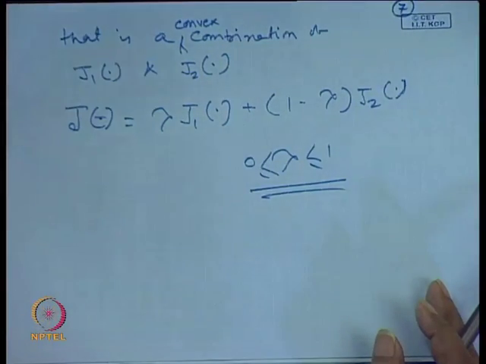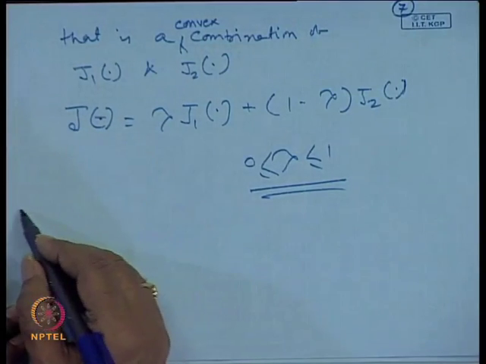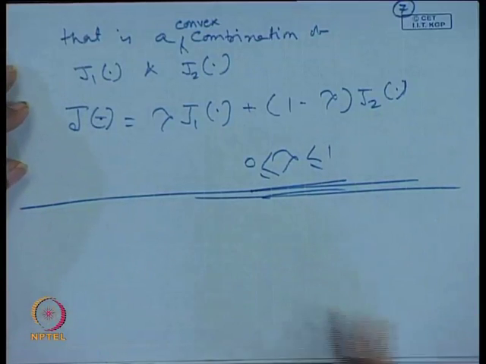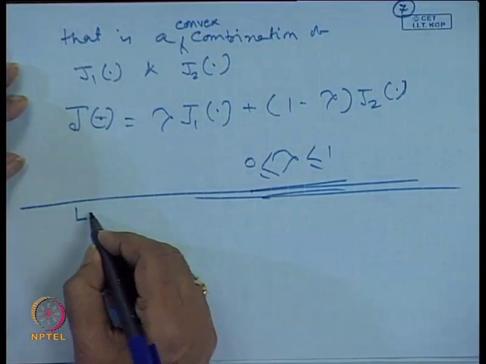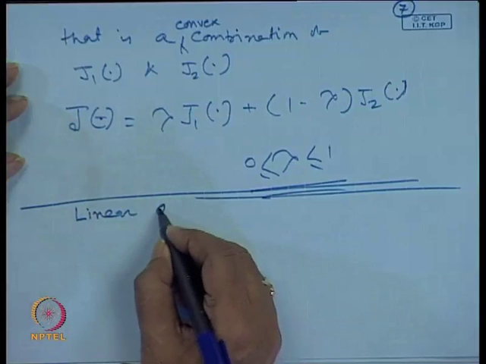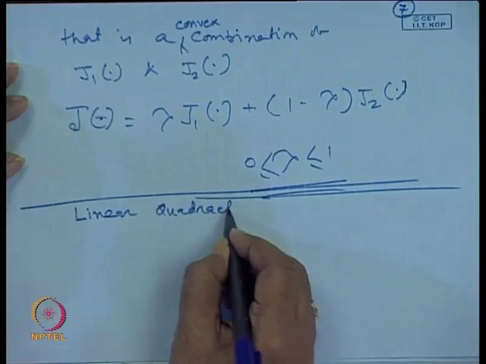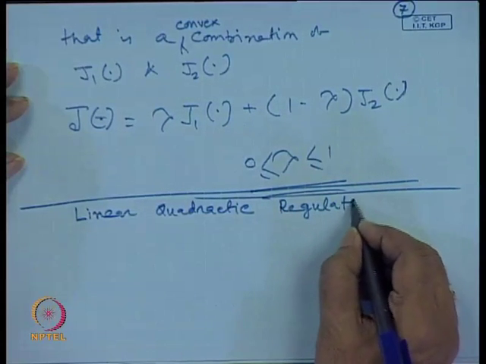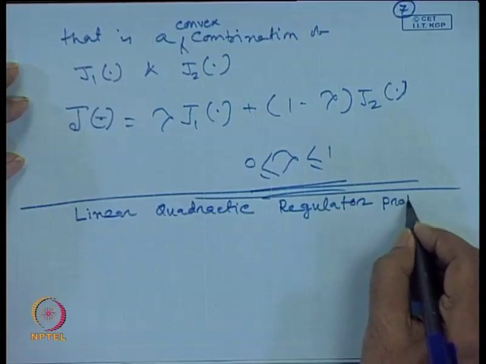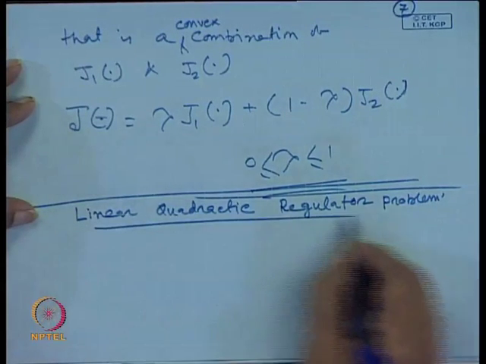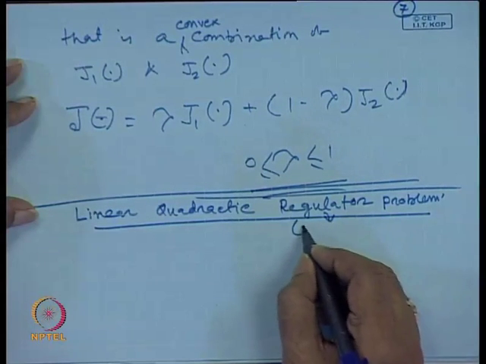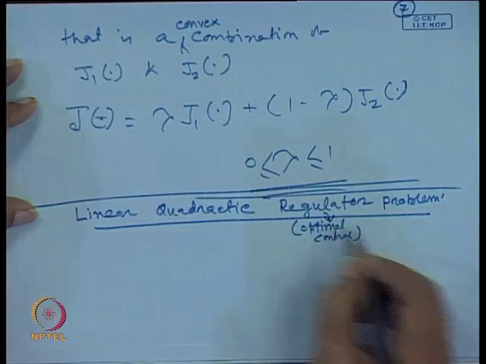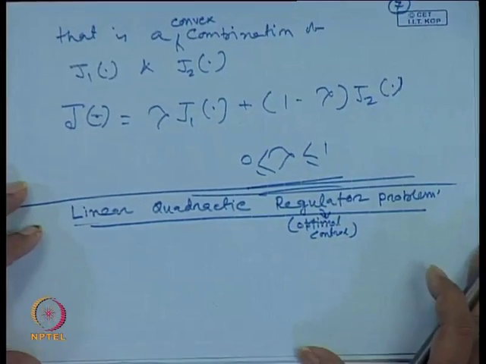So, let us now see how to solve our control problem. But what do you mean by the linear quadratic regulator problem on finite time? Linear quadratic regulator problem, and by regulator you mean optimal control.